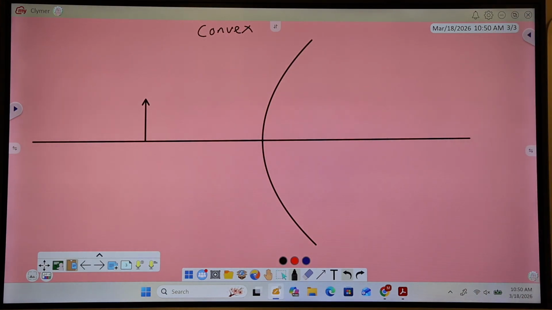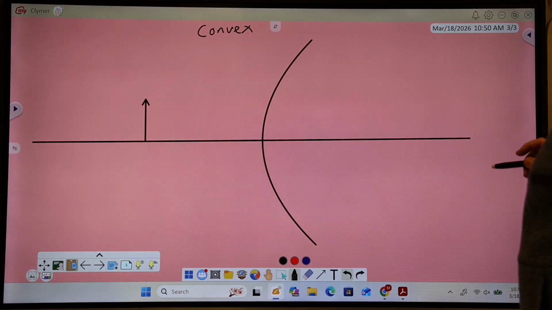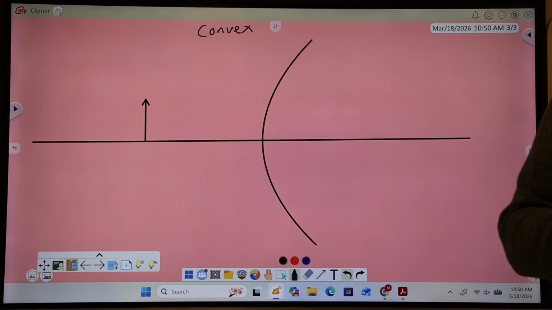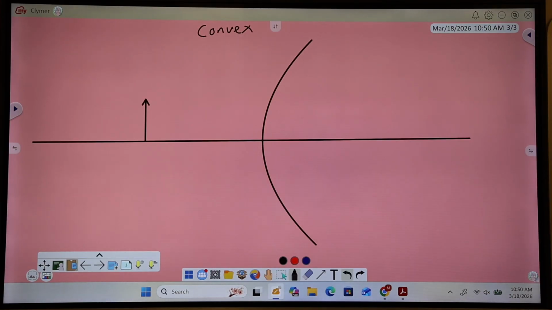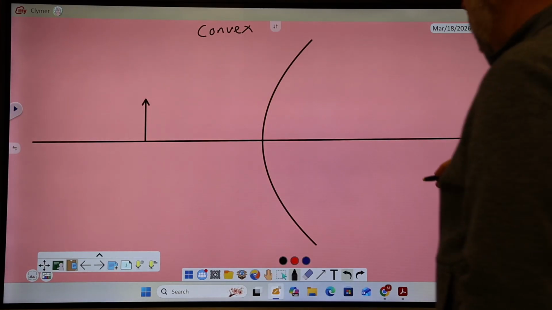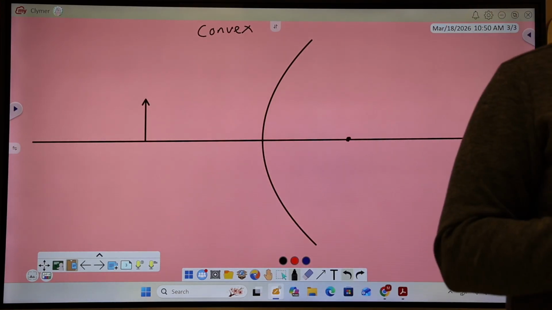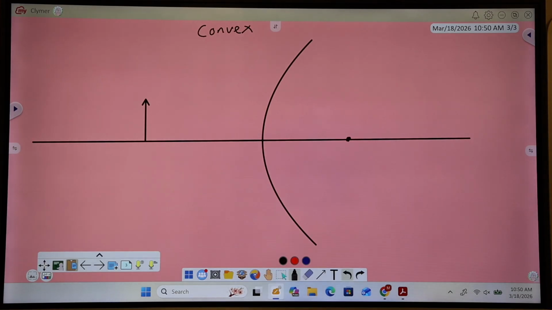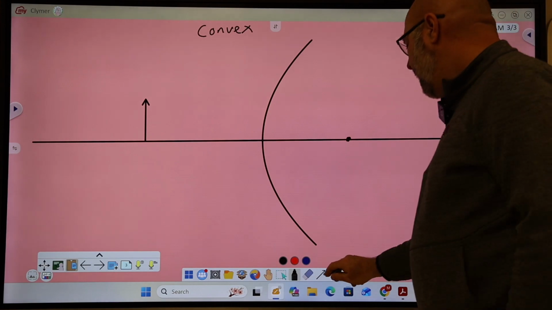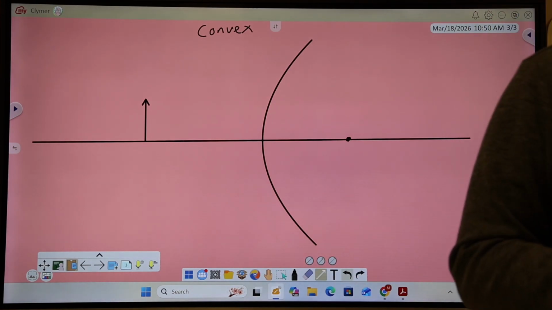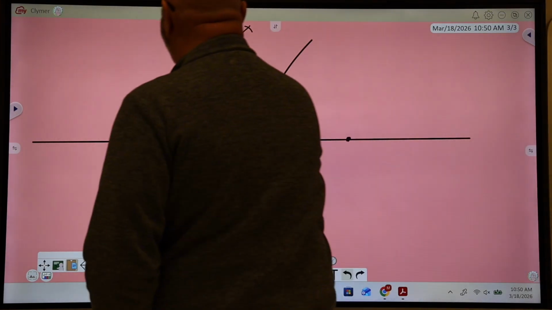Now, luckily, we have the same three rules. We need to label a focal point. Where is the focal point going to be here, though? On the other side of the mirror. So let's draw our rays. What is our first ray going to look like? Parallel to the center line.